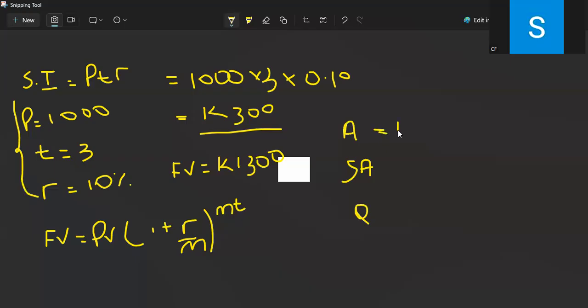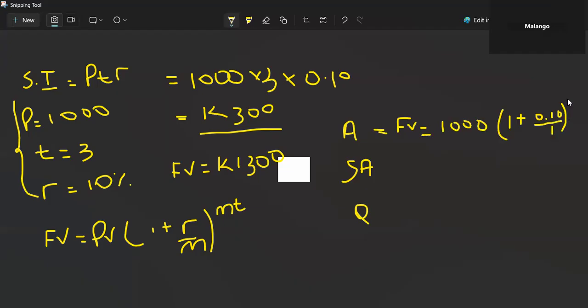So what is the future value under annually? Using this formula, what is our present value? The money we started with, which is 1,000 kwacha. And what is our interest rate? 10%. M, what is our M? Annually means how many times in a year? Once. So here, put the same M, which is 1, times how many years? 3 years.